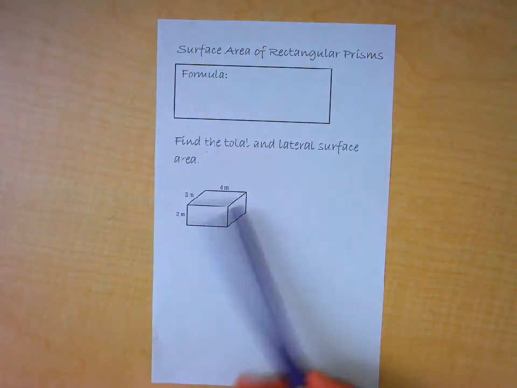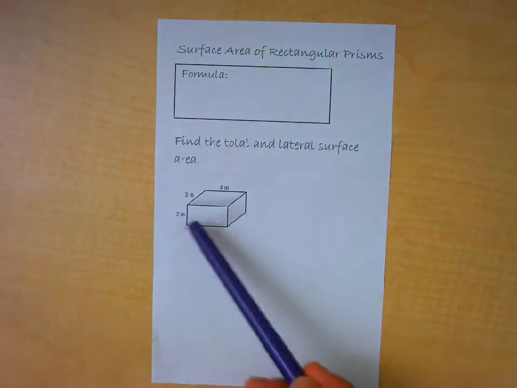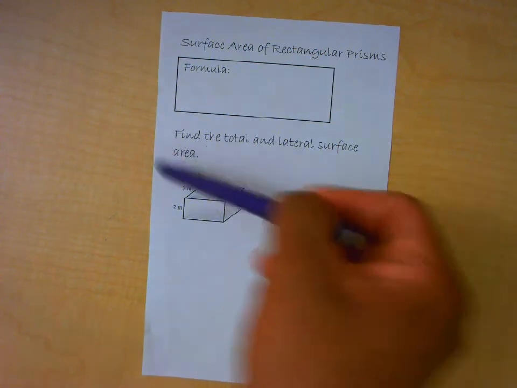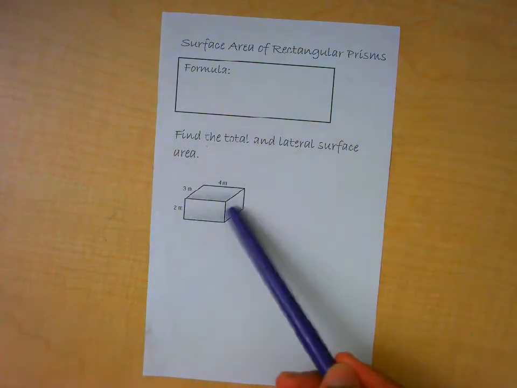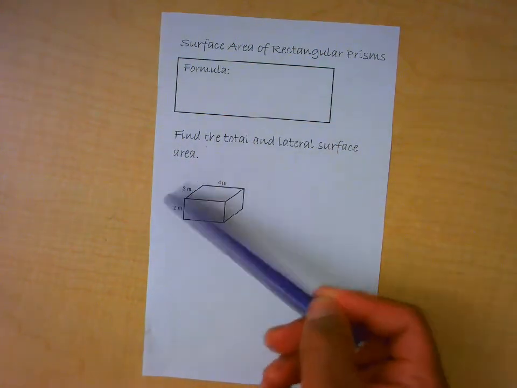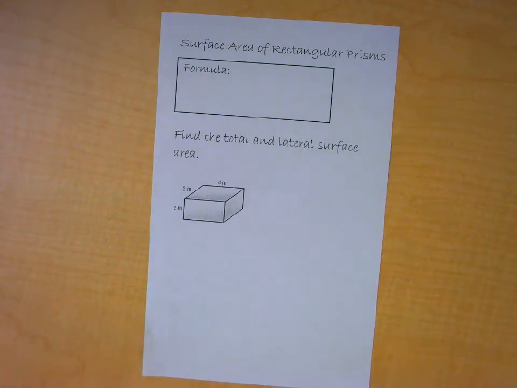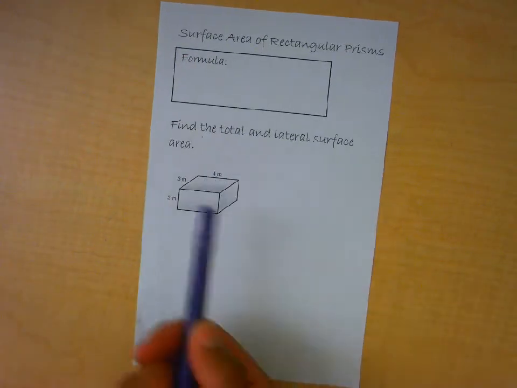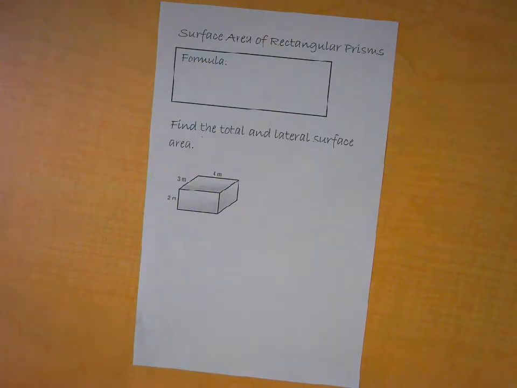But we know in our imagination that if this is a box, there's this side in the front, there's an identical side in the back, there's this part on the side, there's an identical part on the other side. And so lateral surface area is the area of those sides. Total surface area is the area of those sides plus the two bases at the top and the bottom. So lateral, no bases, total includes the bases.